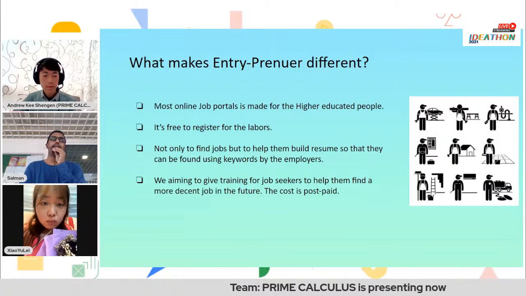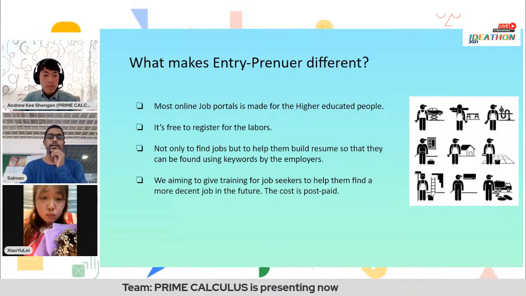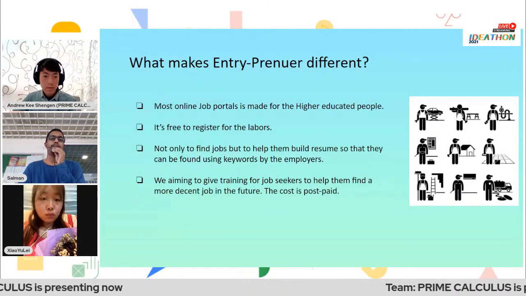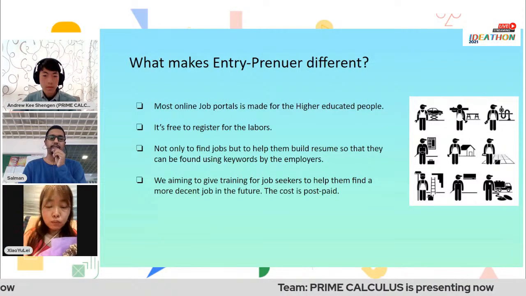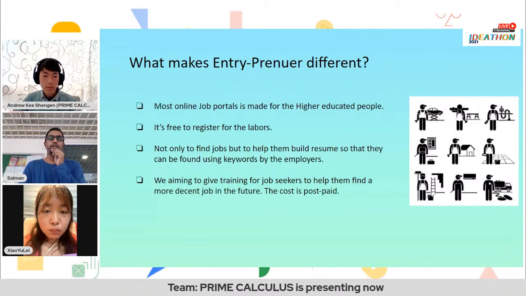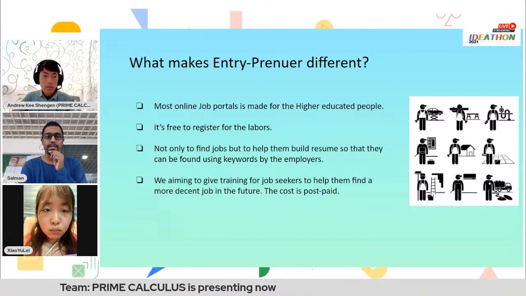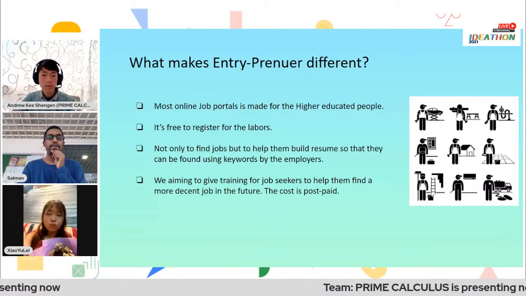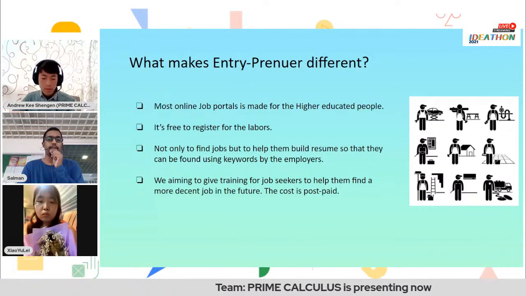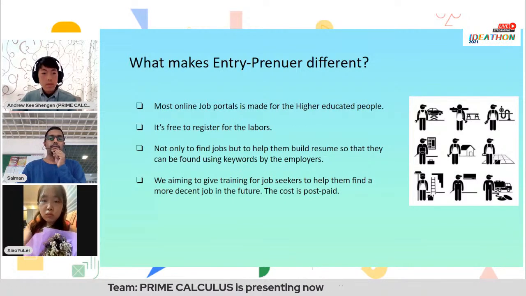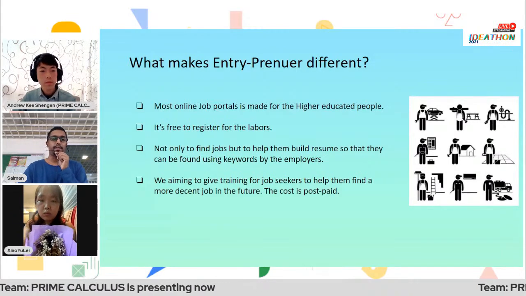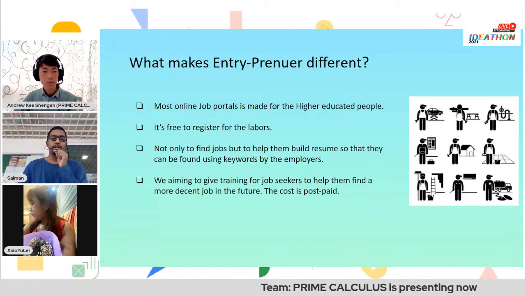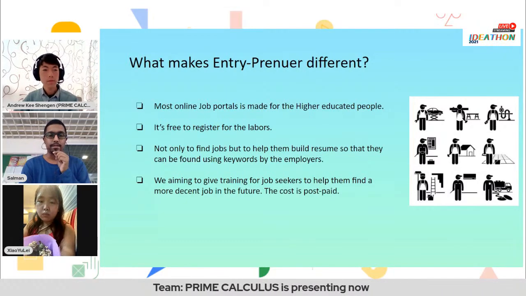So why is it different from the already existing job portals? If you look at the other job portals, they are mostly for higher educated people, with degrees, diplomas, and masters. The labor people don't have anywhere they can use this technology. The second thing is it's free to register for the laborers. We don't charge them anything, and we don't only help them find a job, we also help them build a resume, so in future they can also use it to find jobs. Next please.